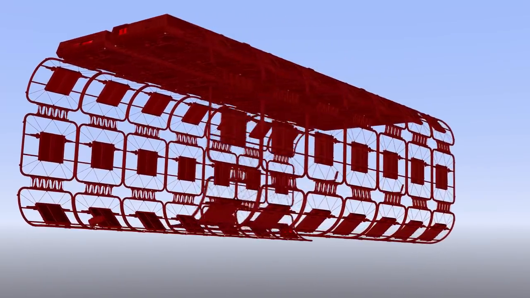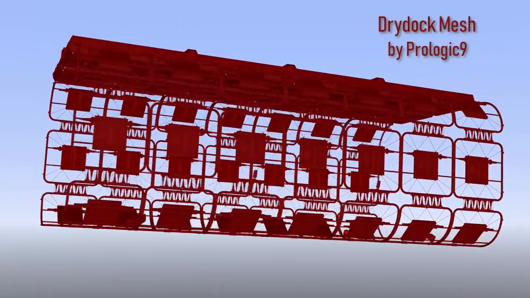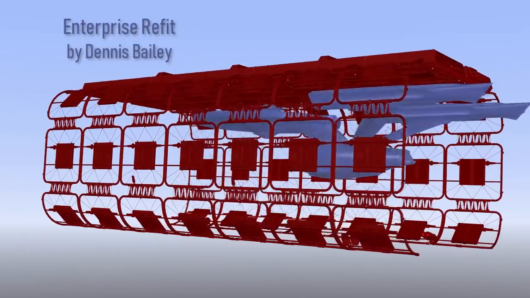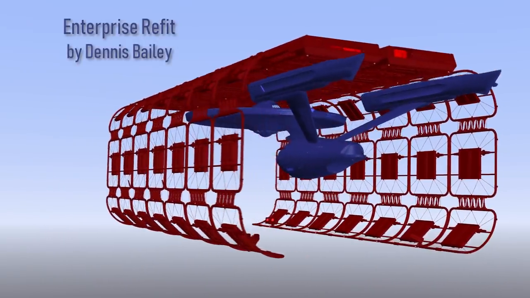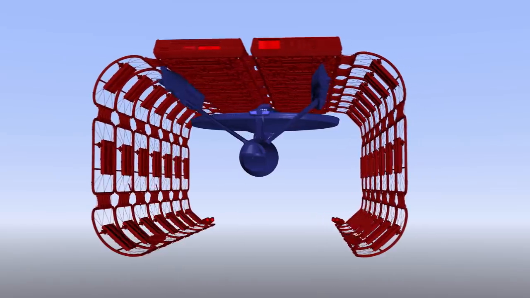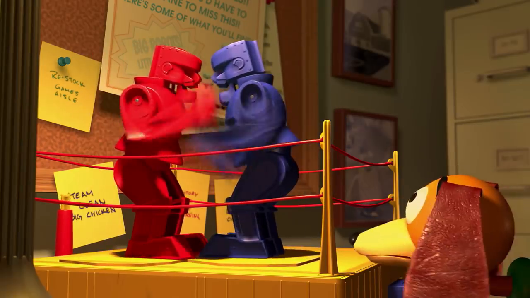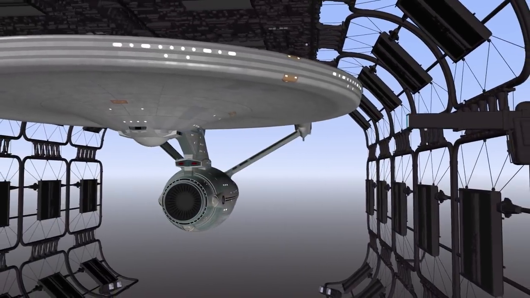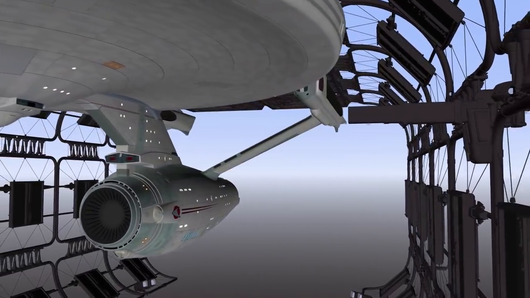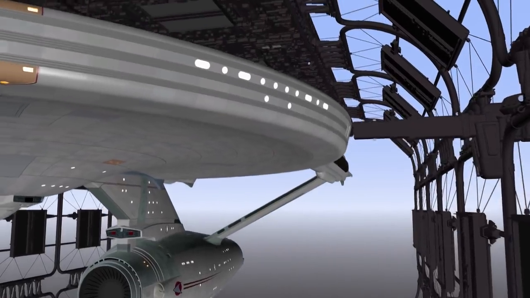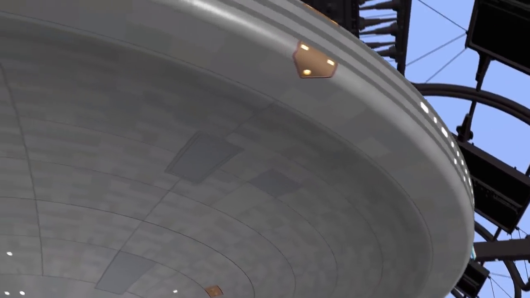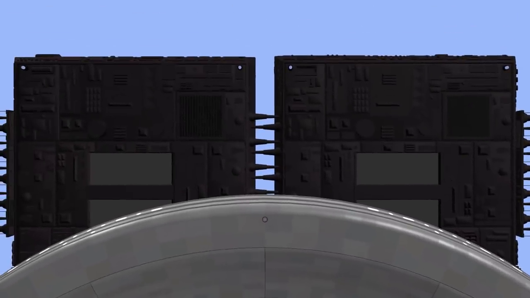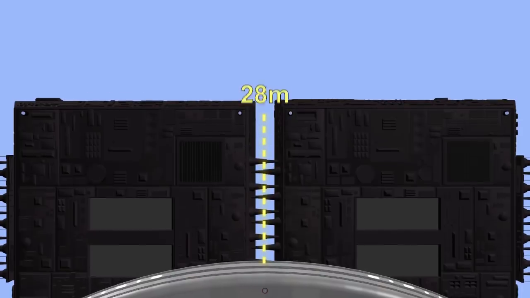The plot begins in pre-production, when I first noticed that Prologic 9's Drydock mesh isn't properly scaled against Dennis Bailey's Enterprise mesh, and vice versa, since neither individual is obligated to care about such things. No problem though, because it's a simple matter to scale stuff in CGI environments. And once I had Drydock properly scaled down and aligned with the gangway hatch, I was puzzled by the results because the distance between the edge of the saucer and the edge of Drydock was only about 30 meters.